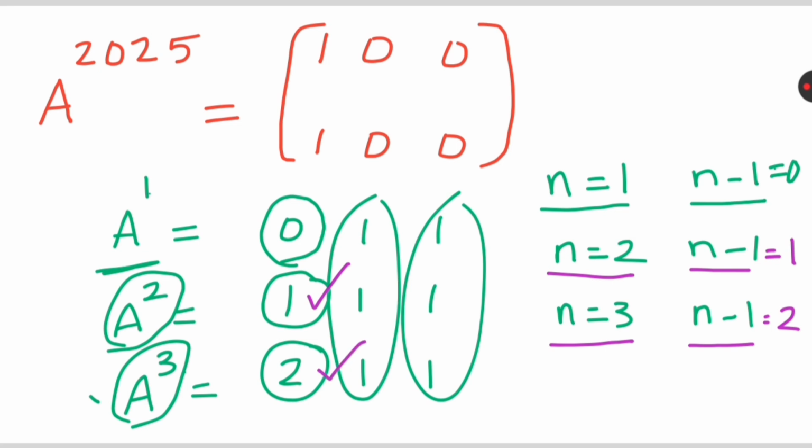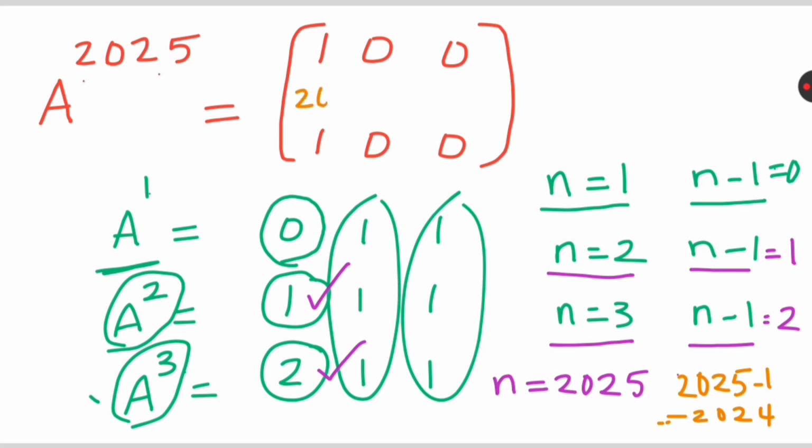So that means if you do A raised to power of 2025, if you take n as 2025, for the second row first element you have to take the n minus 1 form. That means 2025 minus 1, then you are getting 2024. So that is our second row first element. That's why you have to write here 2024, and the remaining we have 1 1 1 1, so you write only 1 and 1. Like that you have to find A raised to power 2025.